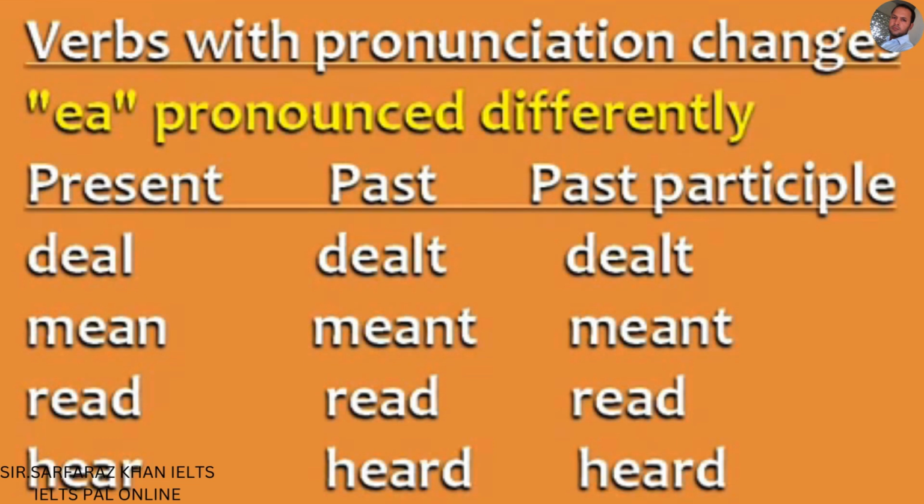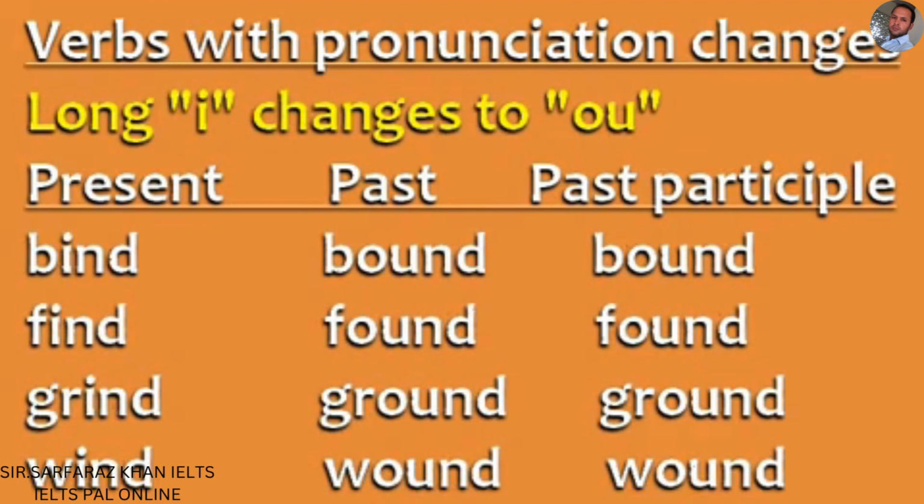Another group has ea pronounced differently from the present to the past and past participle. Deal, dealt, dealt. Mean, meant, meant. Read, read, read. Hear, heard, heard. Another group is when the long i changes to ou. Bind, bound, bound. Find, found, found. Grind, ground, ground. Wind, wound, wound.